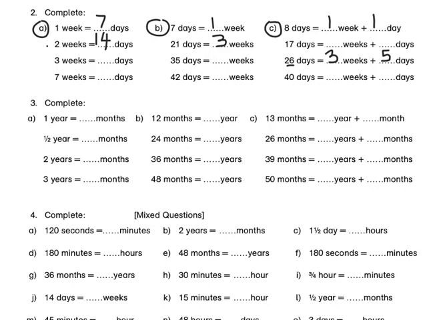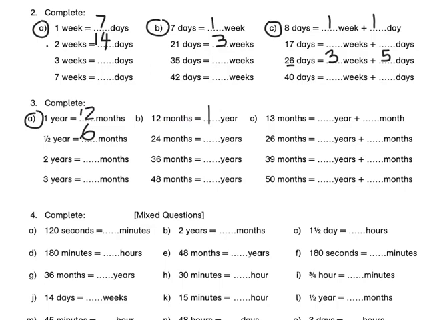Number 3, let's continue. For A, we are working with a year and months. We know that 1 year is equal to 12 months. So half a year will be exactly half of that, that is 6 months. Press pause to complete all of A by yourself now. For B, now we are doing it the other way around. We are changing months to years. We know that 12 full months will give us 1 full year.